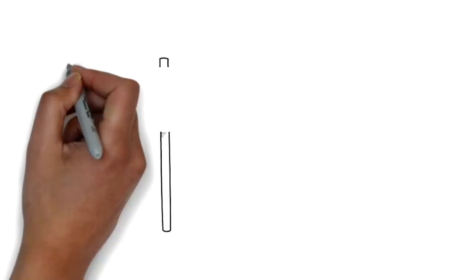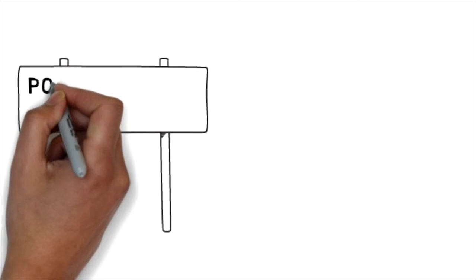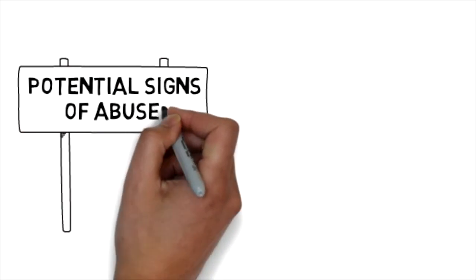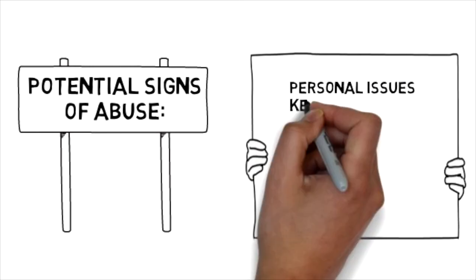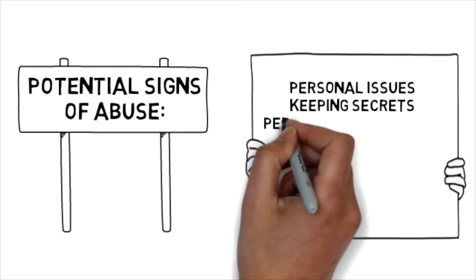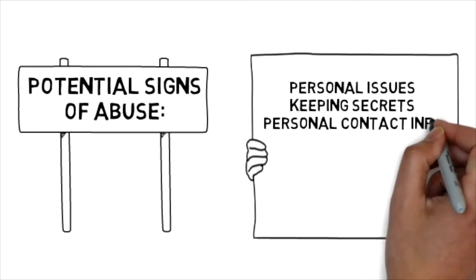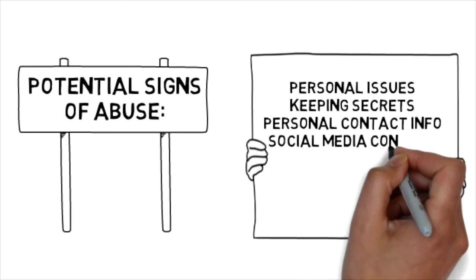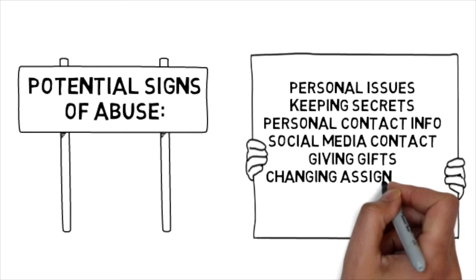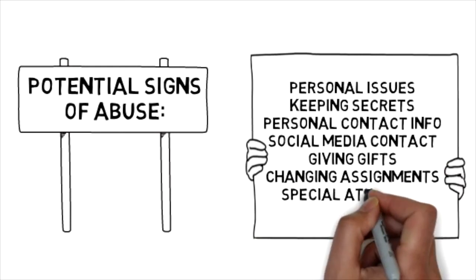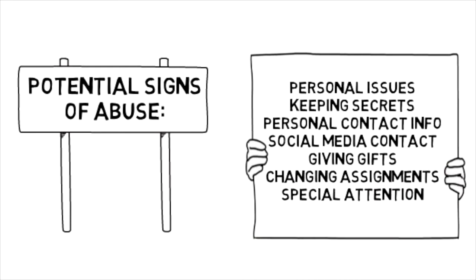It's a good idea to know some of the early warning signs that foreshadow possible sexual abuse. These include discussing personal issues with a patient, keeping secrets with a patient, providing your personal contact information to a patient, using social media to communicate with a patient, giving gifts to a patient, changing assignments to preferentially be with a patient, or paying special attention to a patient beyond care provision.